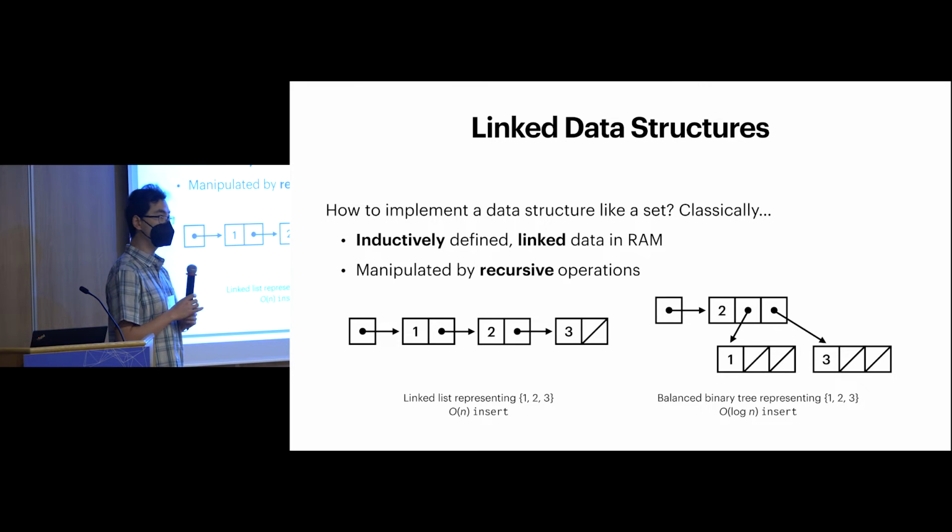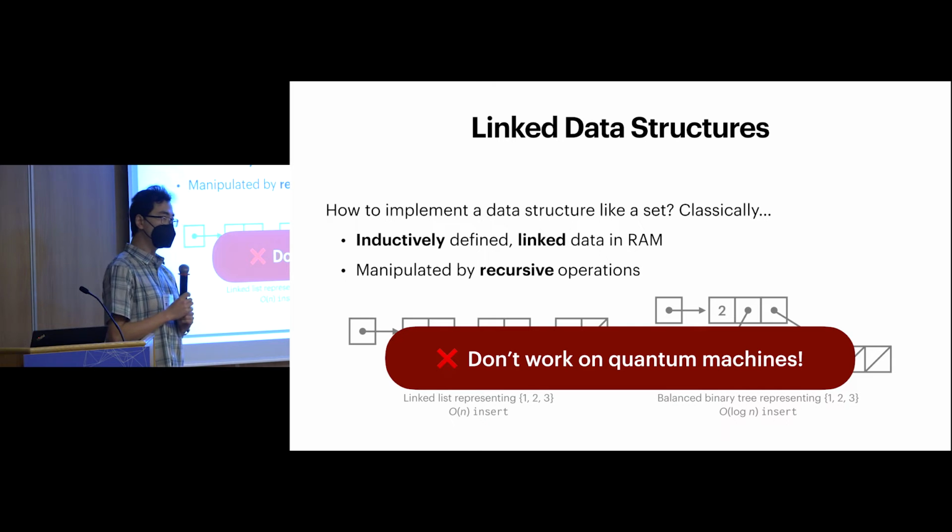So for example, you can implement the set containing 1, 2, 3, either using a linked list, which would give you linear time operations, or perhaps as a balanced binary tree, which might give you logarithmic time operations. So here's the problem. These proposals do not work on quantum computers for the kinds of quantum algorithms that we saw on slide 2. And I'm going to explain to you why.